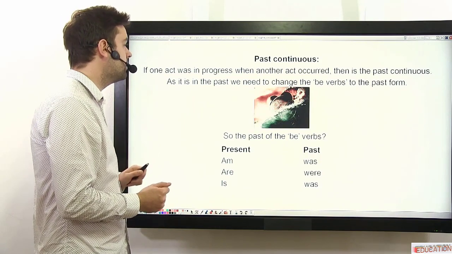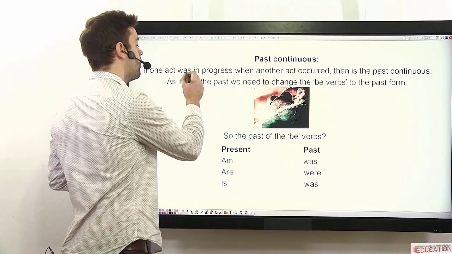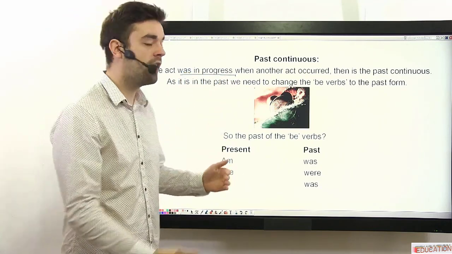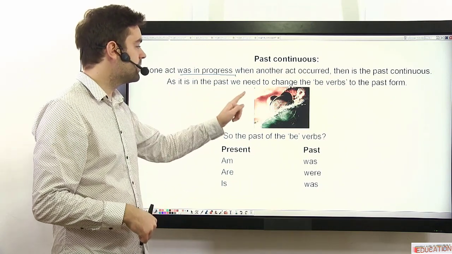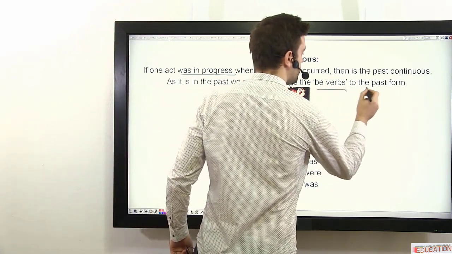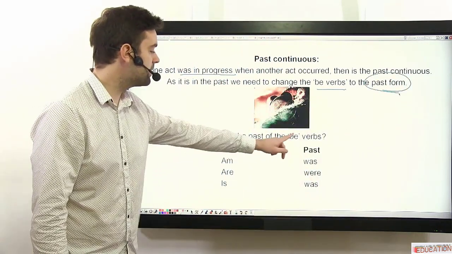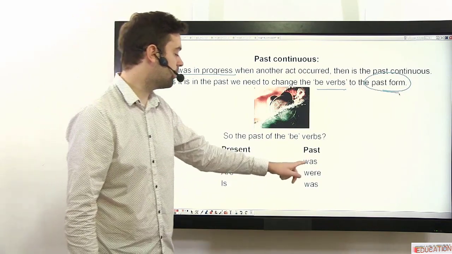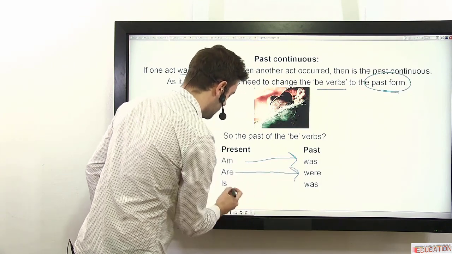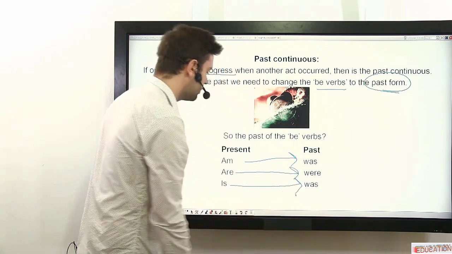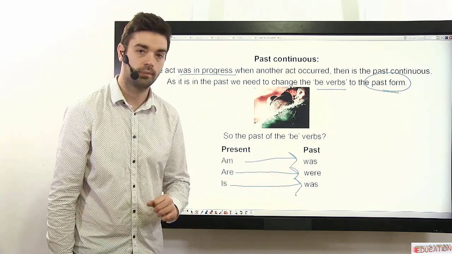With the past continuous, it's when an action was in progress when another action occurred. As it is in the past, we need to change the be verbs to the past form. So the past of be verbs, am changes to was, are changes to were, and is changes to was.